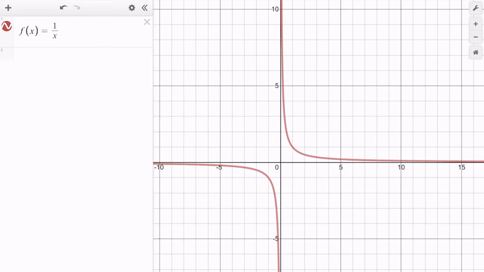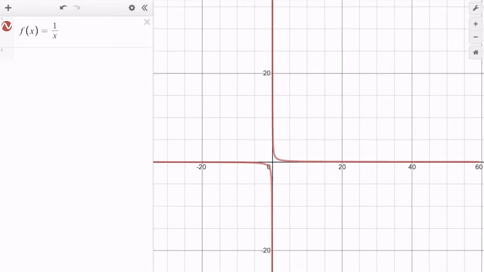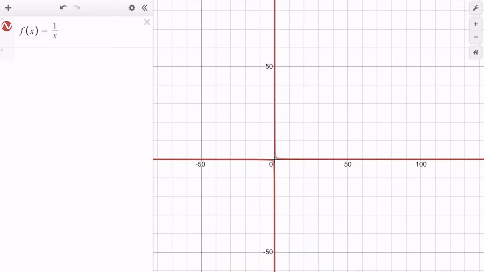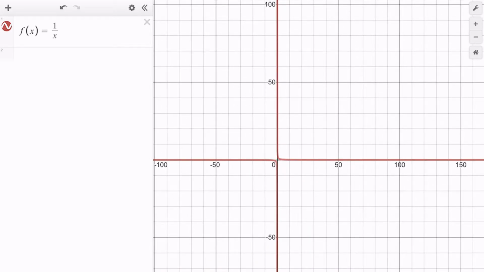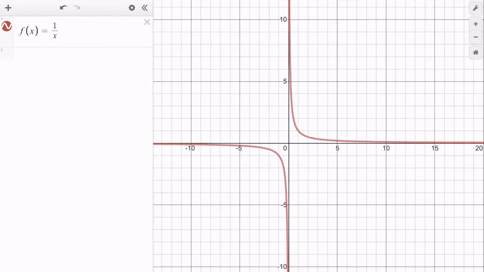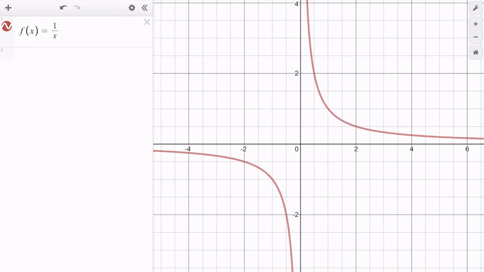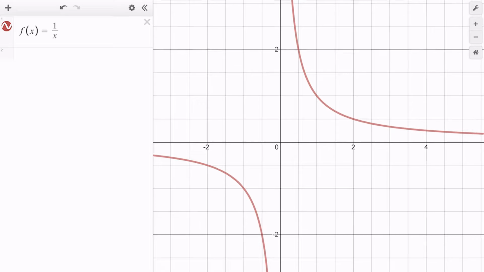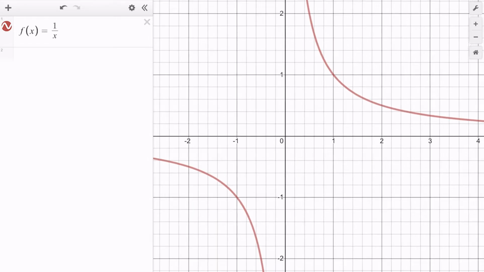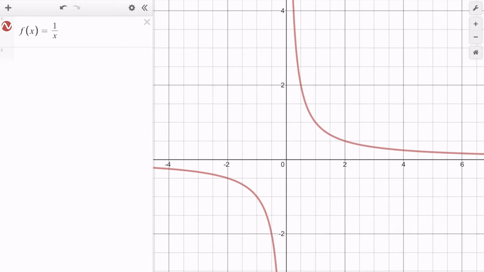It's hard to see, but basically it traces the positive and negative x-axis and the positive and negative y-axis. But the interesting stuff happens as we get closer and closer to 0. You'll notice that at no point does this graph take on the value 0.